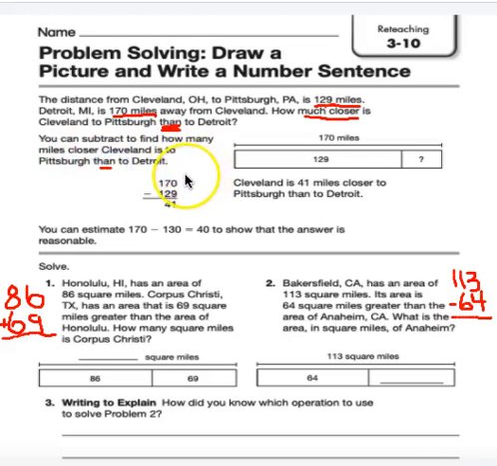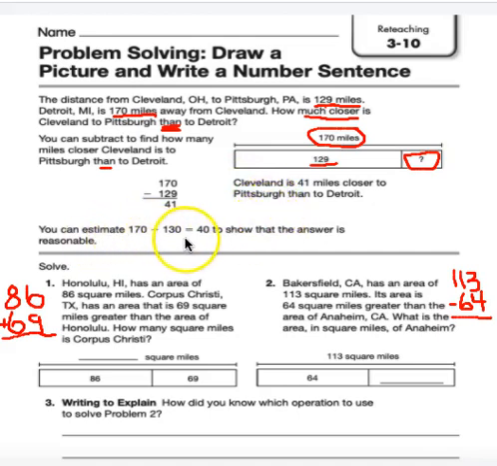So they knew that the whole number was 170 miles. They put that at the top of their part-whole chart diagram. And then to figure out what that unknown is, they had to subtract. They took the big number, the whole number, minus the part of 129 and got the answer of 41. So Cleveland is 41 miles closer to Pittsburgh than to Detroit.